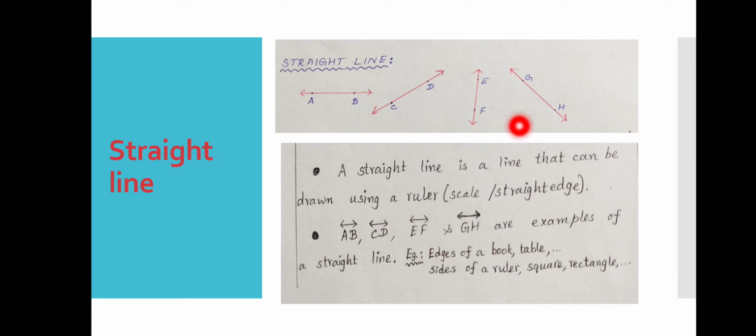We are given some examples. See, line AB, line CD, line AF, line GH. These are examples of a straight line. Real life examples are edges or sides of a book, edges or sides of a table, sides of a ruler or scale, sides of a square, sides of a rectangle. And so on. A straight line is not bent. It is always straight.